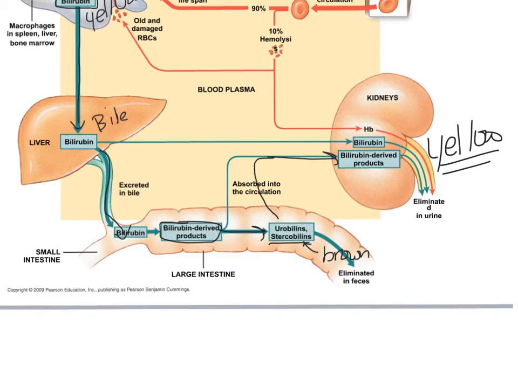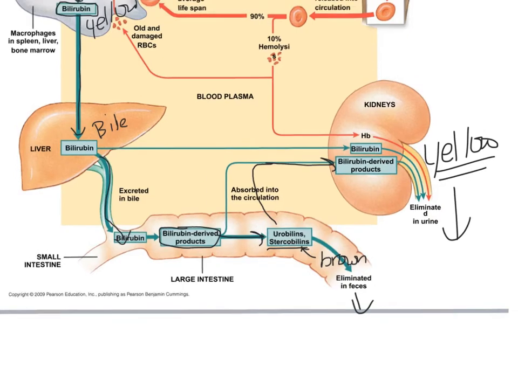Okay, the urobilins. And then that gets excreted in the urine. So both of them are going to get excreted. Stercobilins get excreted in the feces, urobilins get excreted in the urine. Let's take a look at the iron real quick, and then we'll take a break.